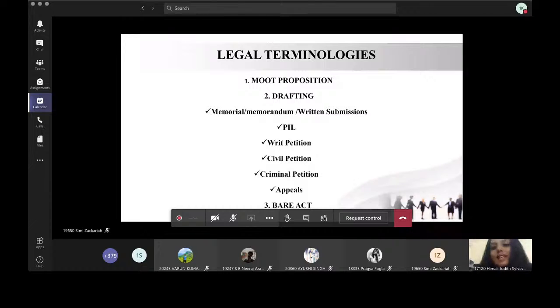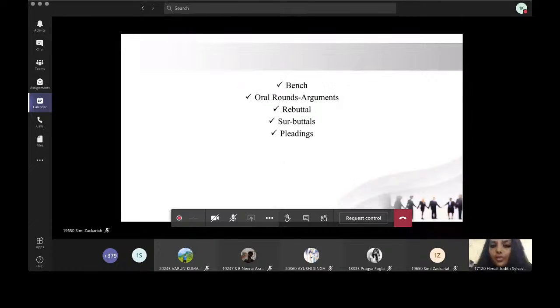So then there's the bench. Bench is the one that presides over your moot court. So the collection of judges is what one calls a bench. When in a moot court, you address the bench collectively as your lordships or your ladyship. Then, as I've already told you, oral rounds are the rounds where arguments happen.